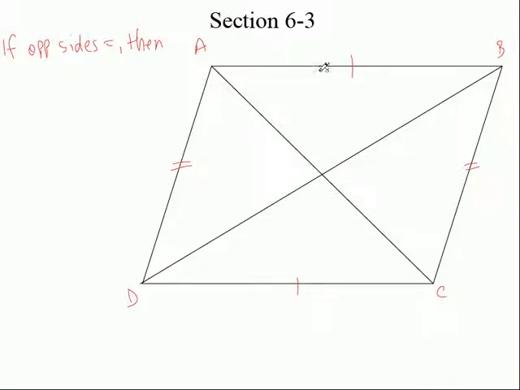Okay, so if the opposite sides are equal, that means if AB equals DC and if AD equals BC, both of those things have to be true. You can't just have one set of sides equal to each other. Both, all right? If both pairs of opposite sides are equal to each other, then guess what it is?